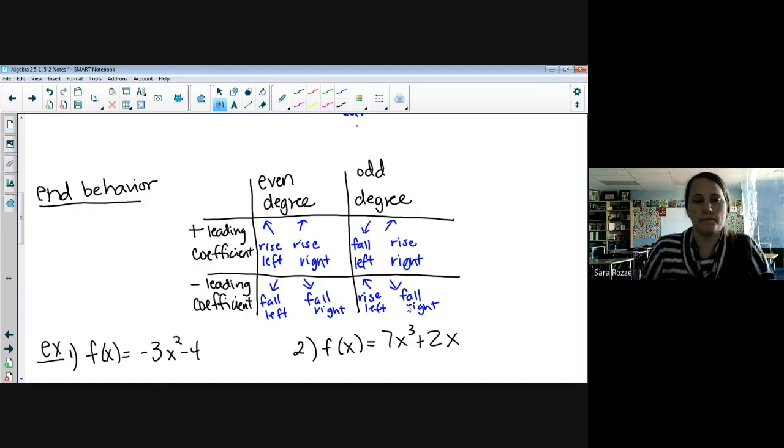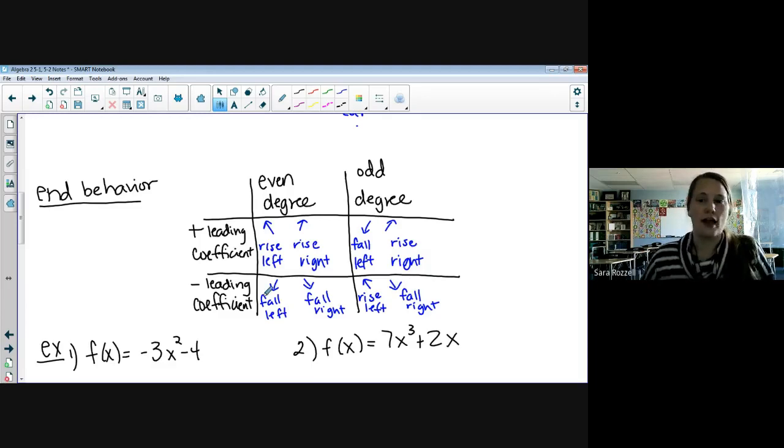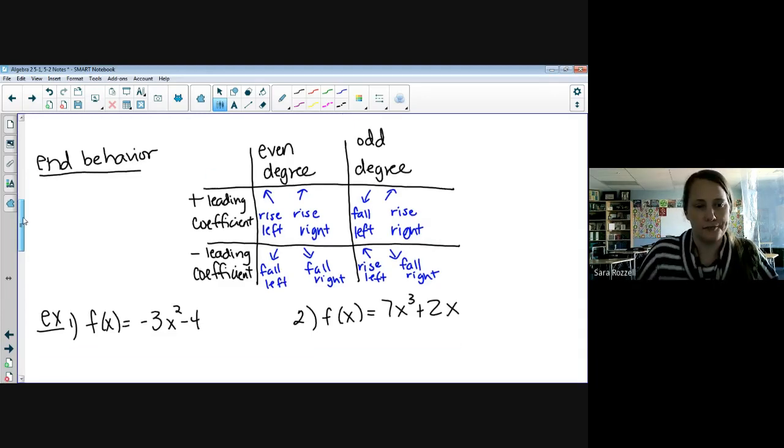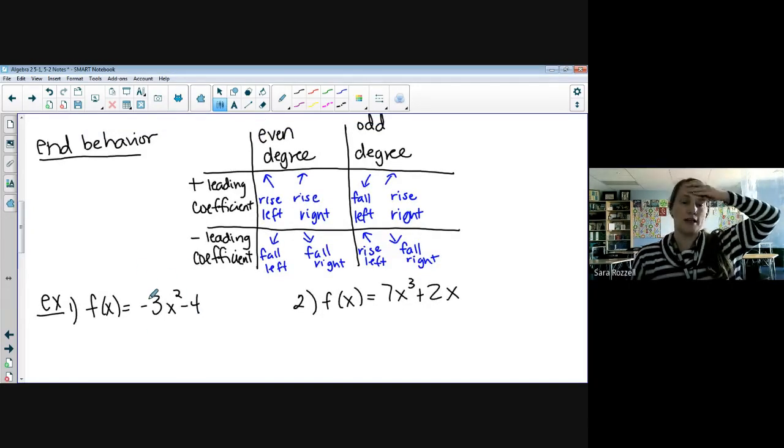All right. So now we're going to put it into practice with an actual equation. You're going to tell what this graph is going to look like. What are the arrows going to look like? Is it going to fall? Is it going to rise on the left and right, etc.? So when we're trying to figure this out, we want to know, is it a positive or negative graph, and is it an even or odd degree?